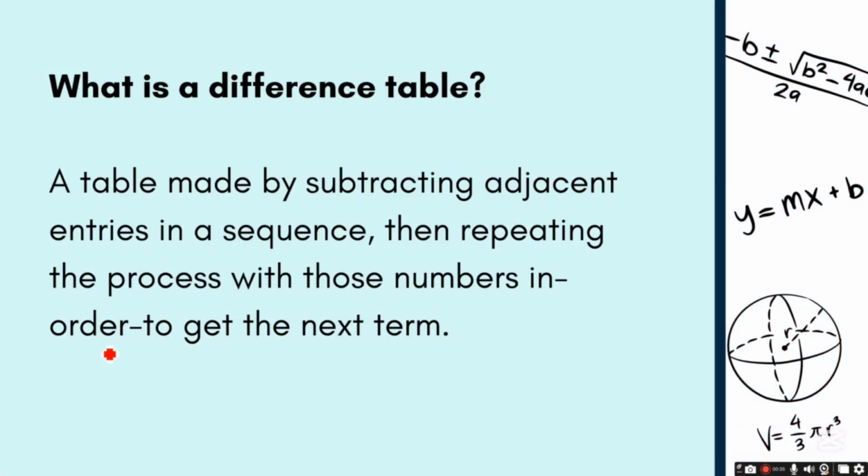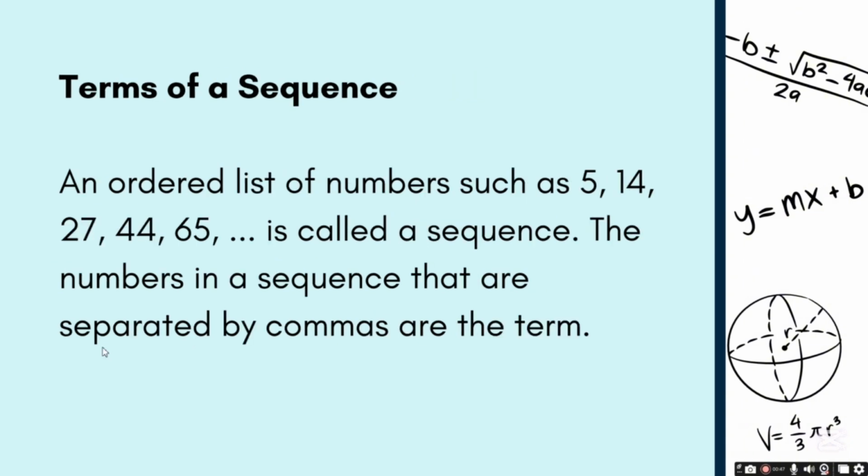So, what is a difference table? This is a table made by subtracting the adjacent entries in a sequence, then repeating the process with those numbers in order to get the next term. And the terms of a sequence is the ordered list of numbers such as 5, 14, 27, 44, and 65. The numbers in a sequence that are separated by commas are the terms. For example, the number 5 is a term. 14 is also a term because they are separated by the commas.